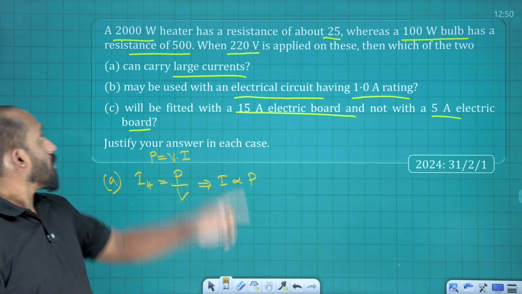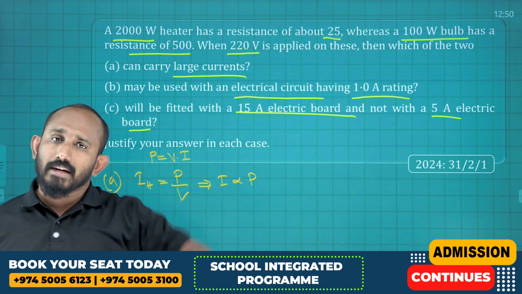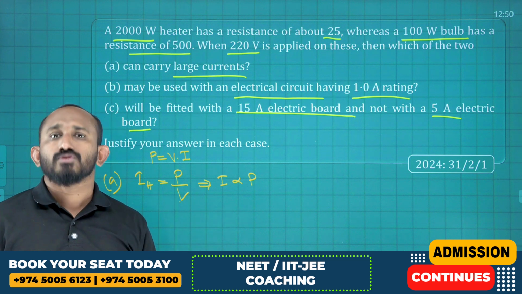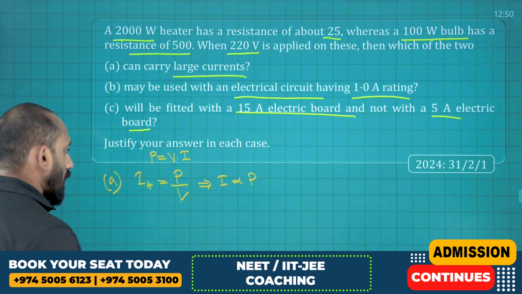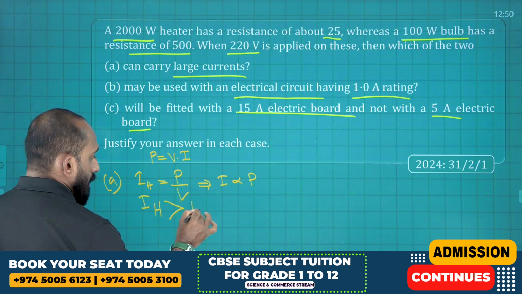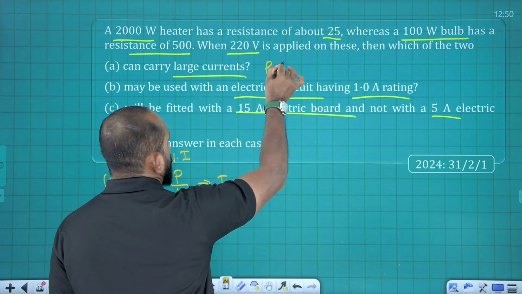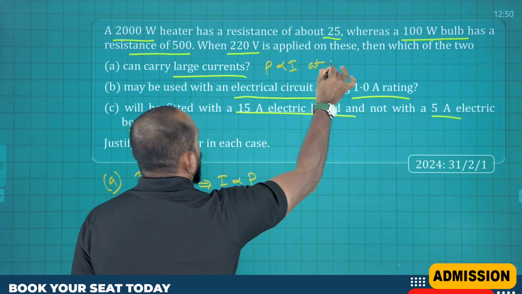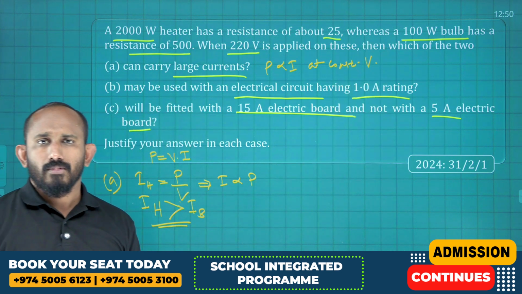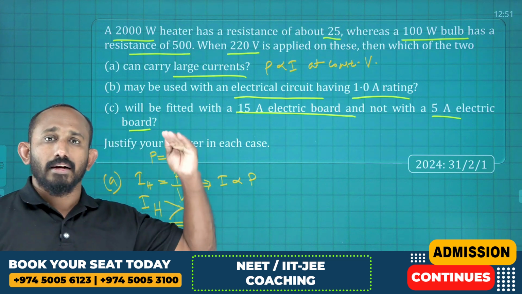Which is more power? Heater has more power. Bulb has less power. So which has greater power? It carries more current. Bulb has less power, so it carries less current. So current through heater is greater than current through bulb. That's the concept we are getting, because here power is proportional to I at constant voltage. If voltage is kept constant, then power is proportional to I. If power increases, current increases.